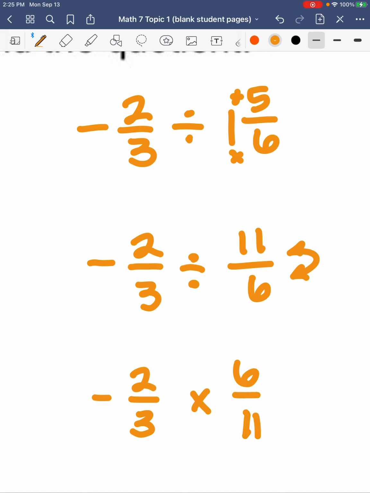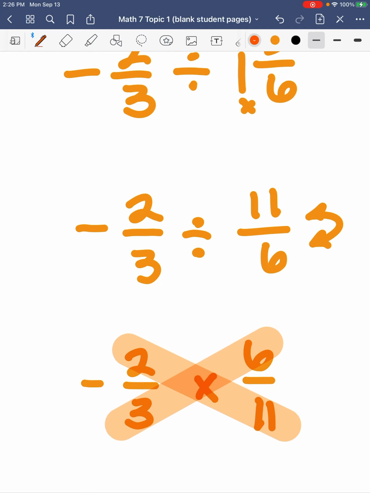Now, we're going to see if anything reduces. So let's start with 2 and 11. Nope, those don't reduce. What about 3 and 6? Well, they do have a common factor. 3 will go into both of those. 3 goes into 3 one time, and 3 goes into 6 2 times. So now that I'm all reduced, I'm ready to multiply.